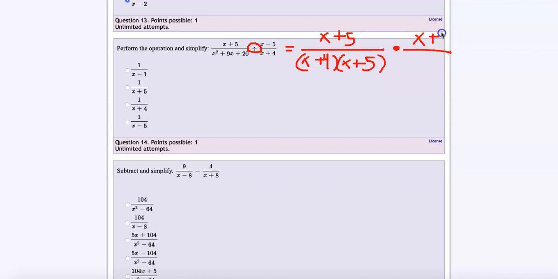So here we have an x plus 4 now in the numerator and the x minus 5 now in the denominator. And let's see what cancels. X plus 4 cancels with x plus 4. X plus 5 cancels with x plus 5, leaving us with 1 over x minus 5, which is this last answer choice.